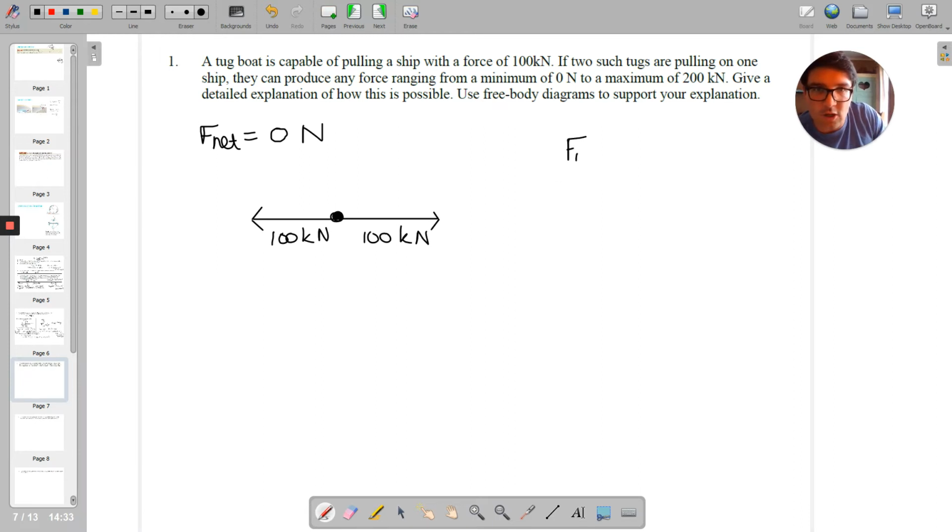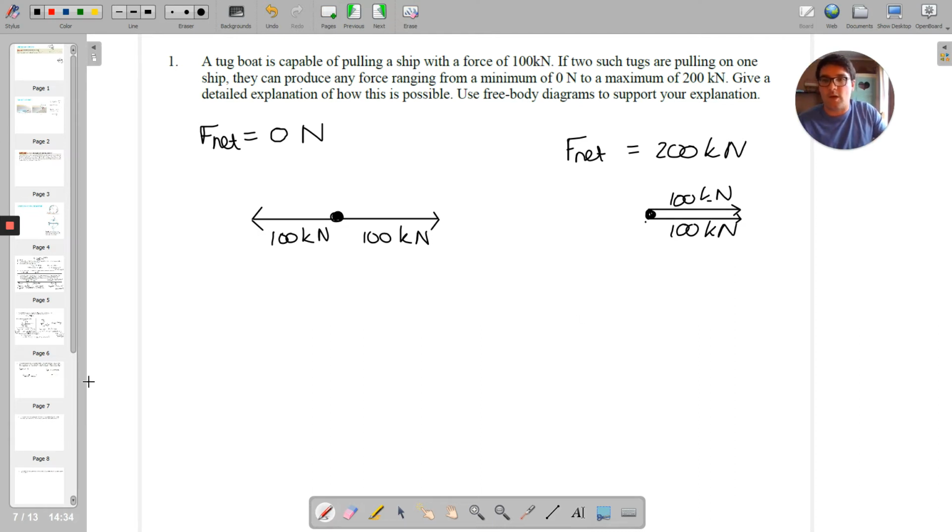For a net force of 200 kilonewtons, how do they need to pull? They need to pull in exactly the same direction. So if this is my free body diagram, I would want both of the tugboats to pull in exactly the same direction with their force of 100 kilonewtons. So if those are my diagrams, then just add the forces over there. So it will be 100 kilonewtons, both of them in the same direction.